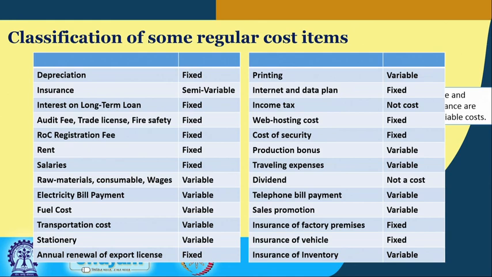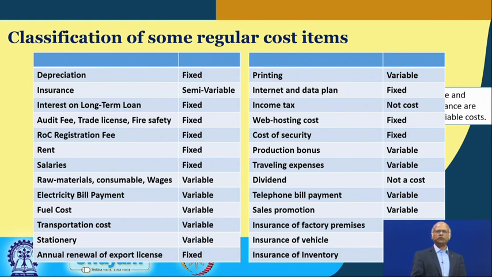Rent is fixed, then fuel cost is variable because it changes with level of production. Stationery is variable, like printing is variable, whereas internet connection you pay on a monthly basis, because it is a periodic cost, you have to pay it no matter what the production rate is or how much you sell.